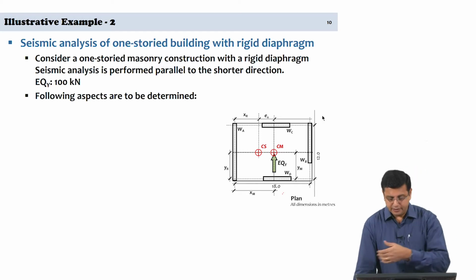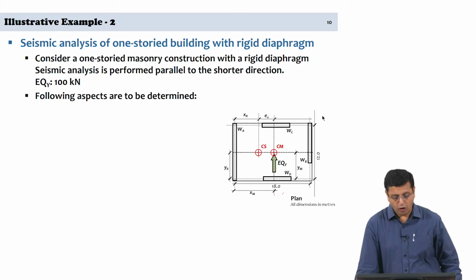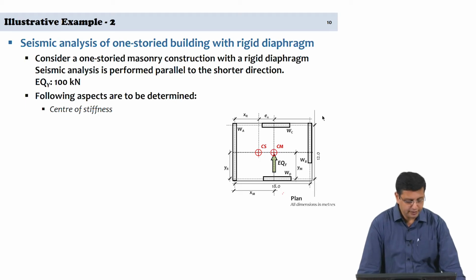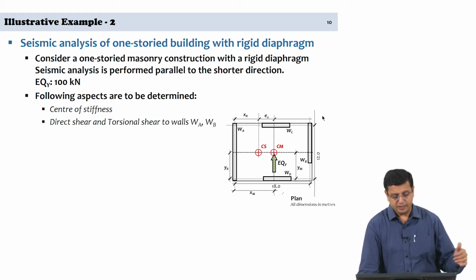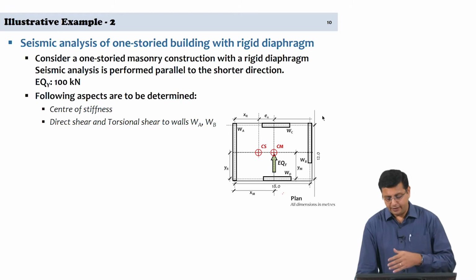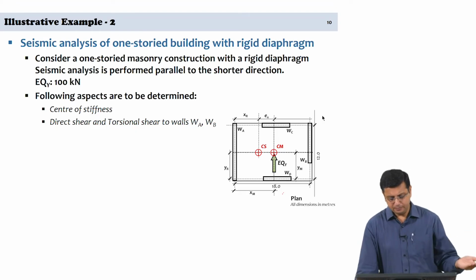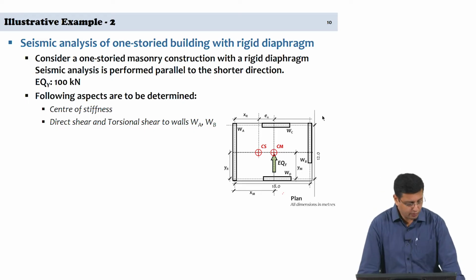In this particular case we are interested in looking at wall A and wall B and estimating the design forces in wall A and wall B. So the things to be calculated: the center of stiffness, then the direct shear component and the torsional shear component. Since we are looking at earthquake direction EY, I am interested in wall A and wall B. If you consider the earthquake force in the x direction, then you can look at, in addition, the design forces coming on to wall C and wall D.